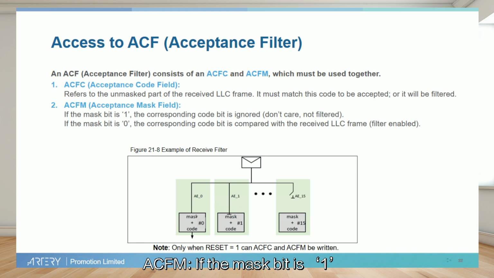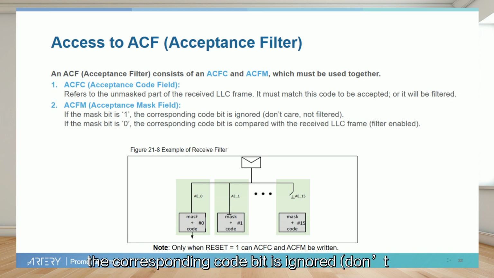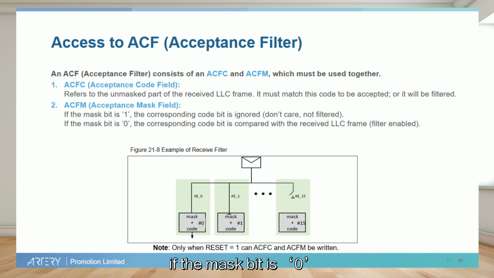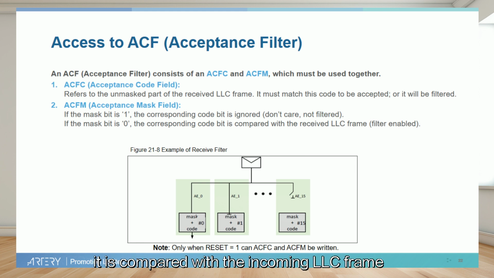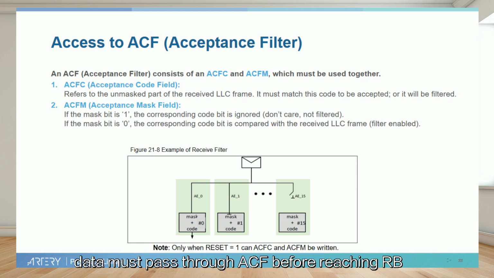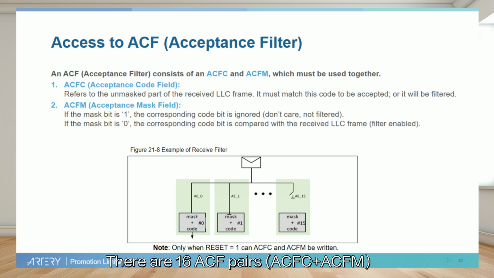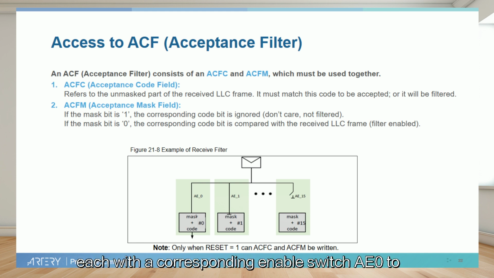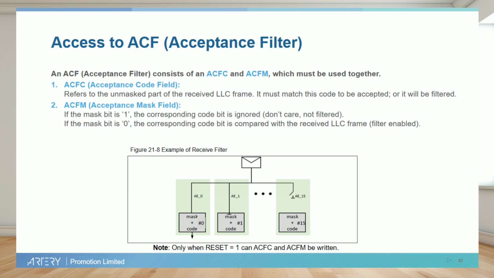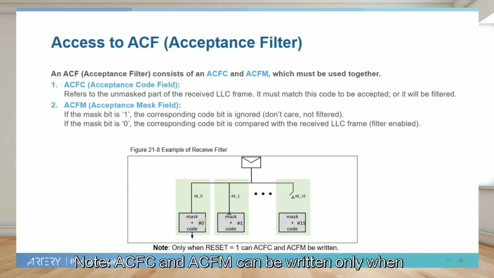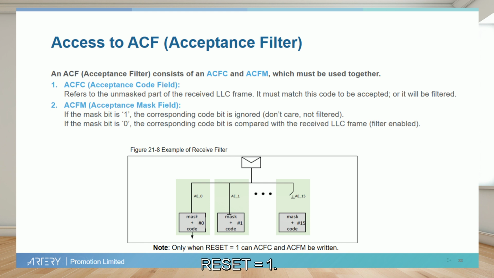ACFM: if the mask bit is 1, the corresponding code bit is ignored, don't care. If the mask bit is 0, it is compared with the incoming LLC frame, filter enabled. In this figure, data must pass through the ACF before reaching the RB buffer. There are 16 ACF pairs, ACFC plus ACFM, each with a corresponding enable switch, AE0 to AE15. Note, ACFC and ACFM can be written only when reset equals 1.